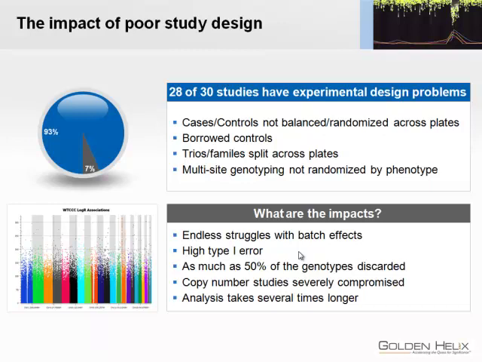So what happens if you run into these challenges? There's endless struggles with type 1 error. Often we're discarding large fractions of the genotypes in SNP-based studies. Copy number studies, because you often cannot make a clear discrete copy number call from a single probe like you can do for a SNP, experimental design is even a bigger issue, probably an order of magnitude bigger than with SNP studies, where you can to some degree get away with these issues I've talked about.